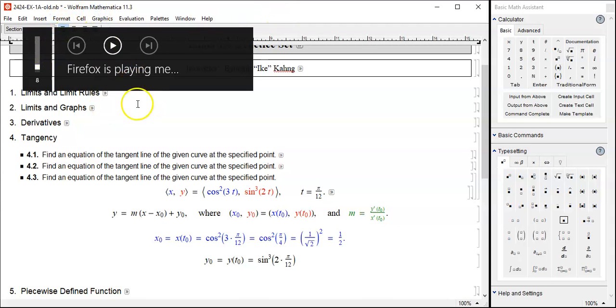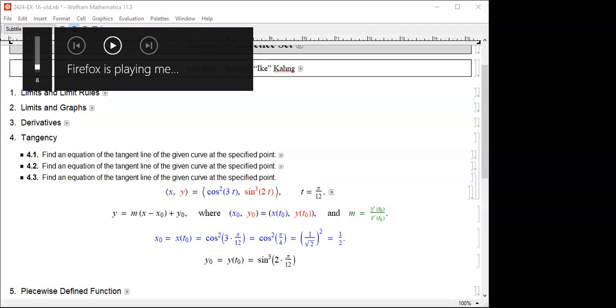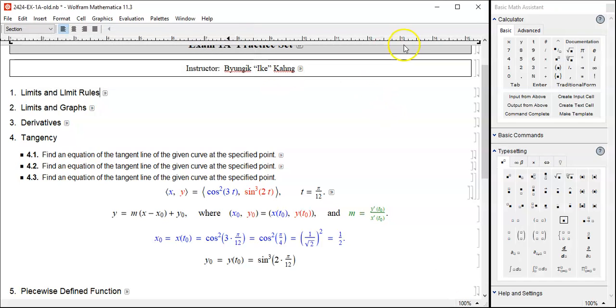How do I remove this? Sorry about that. I clicked the wrong key, and okay, never mind, we got our screen back.